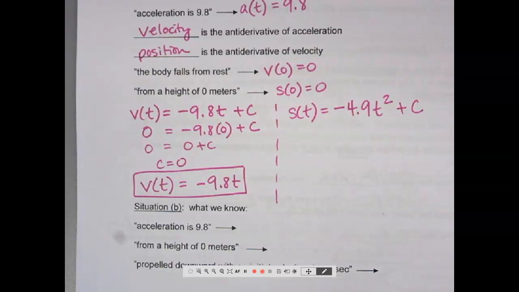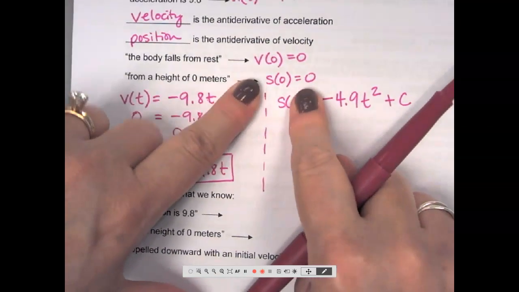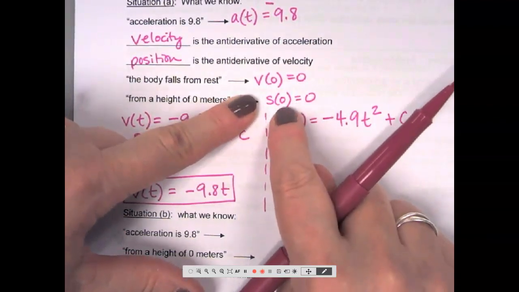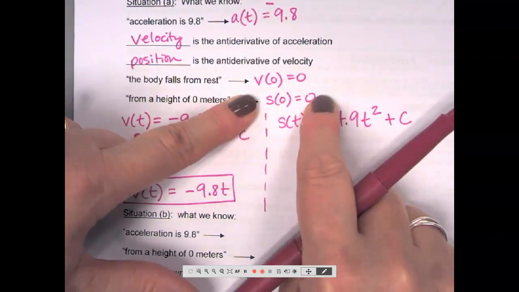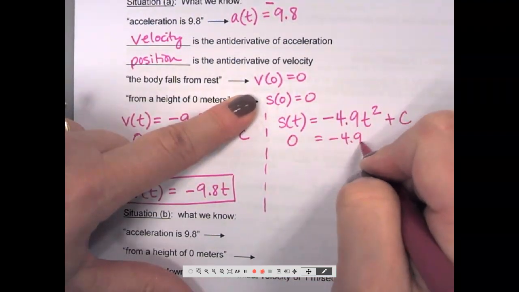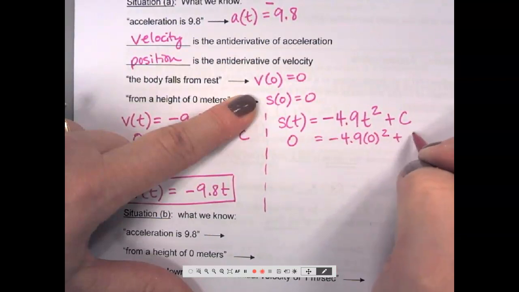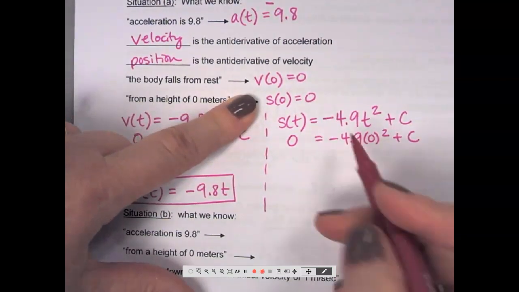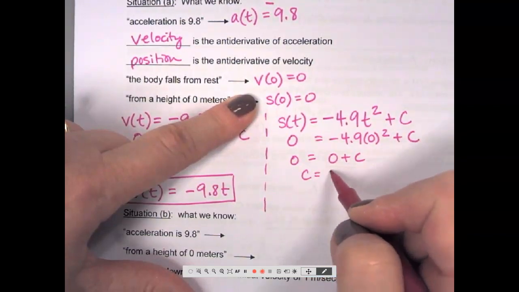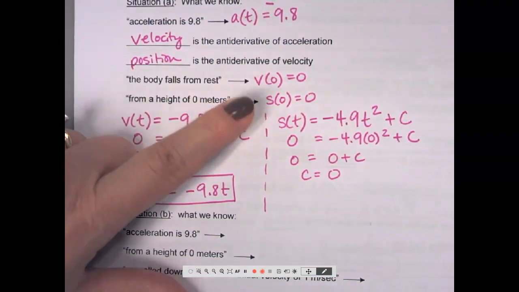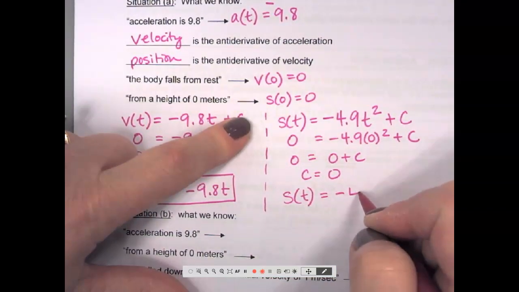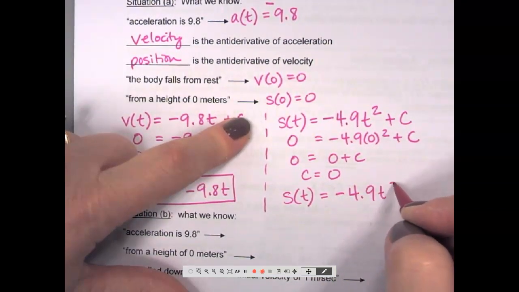Okay, so now that I know the setup, I'm going to go back and take this point that we knew, initial position was 0, so when x or t is 0, y is 0. So 0 equals negative 4.9 times 0 squared plus c. 0 equals 0 plus c. C again is 0. So that means that my position function was just negative 4.9 t squared.